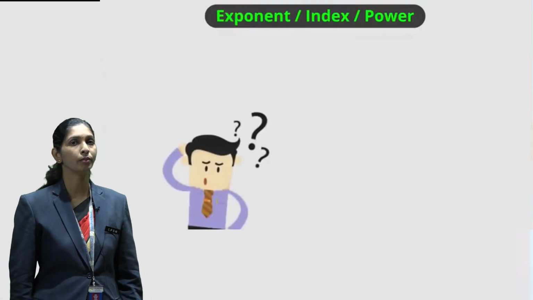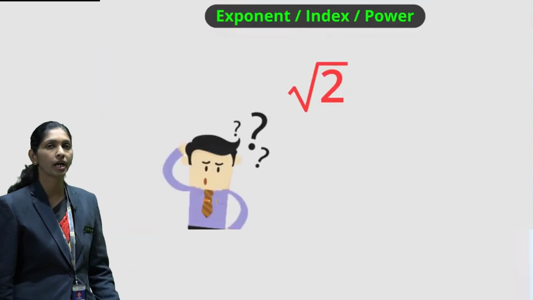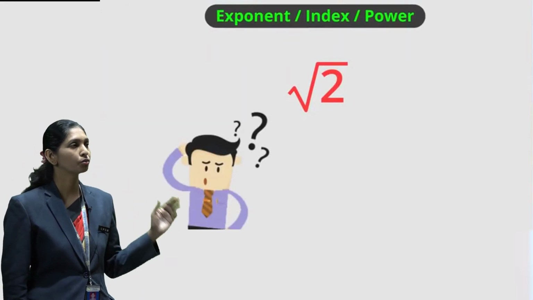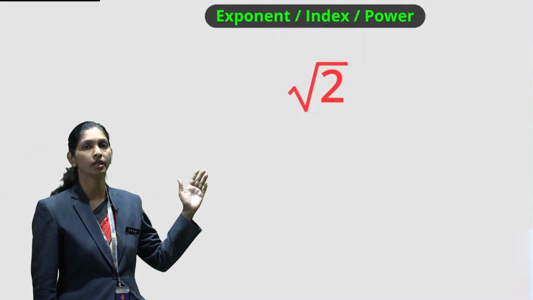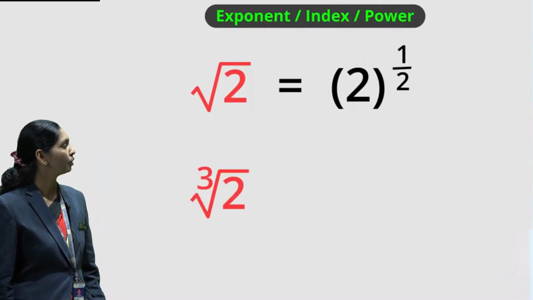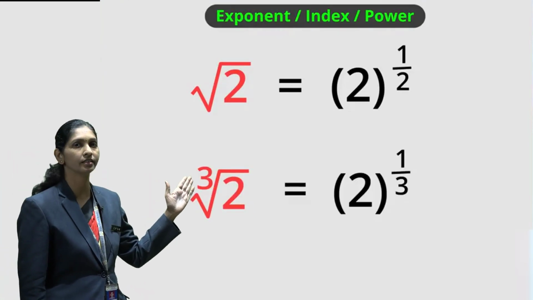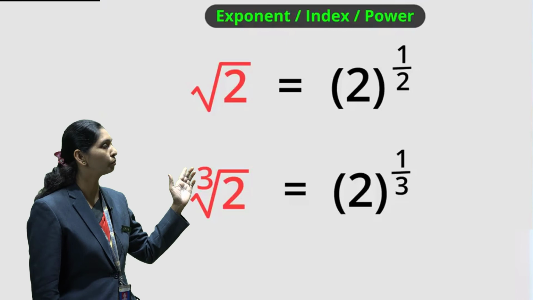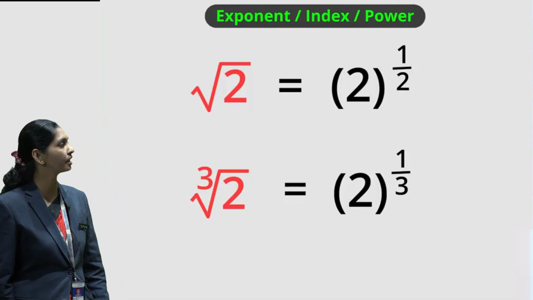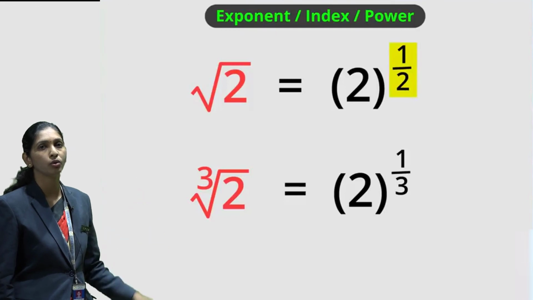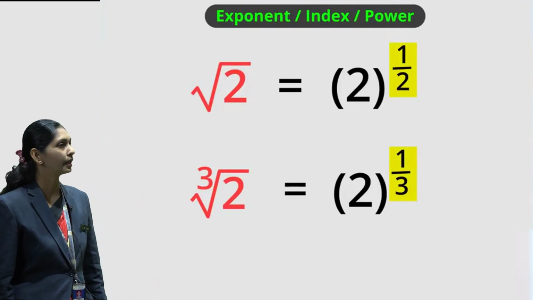Okay. Suppose, for example, square root 2, how do we write it in exponential form? Square root 2 is written as 2 to the power 1 by 2, or the cube root of 2 can be written as 2 to the power 1 divided by 3. So students, here we can see 1 divided by 2 or 1 divided by 3 are nothing but exponents.